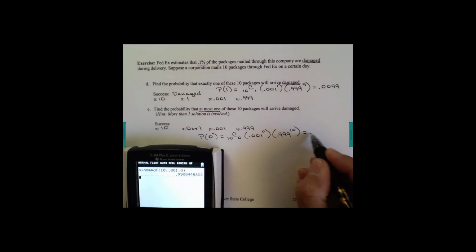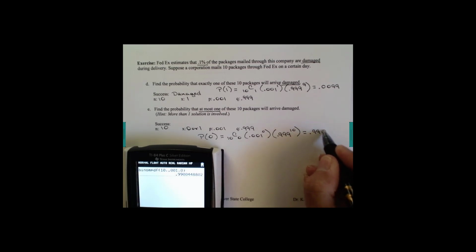So let's go to the distribution menu and down till we find the binomial probability distribution function. We've still got 10 trials. We've still got the same probability of success, and this time we want 0 for the number of successes. What do we come up with?